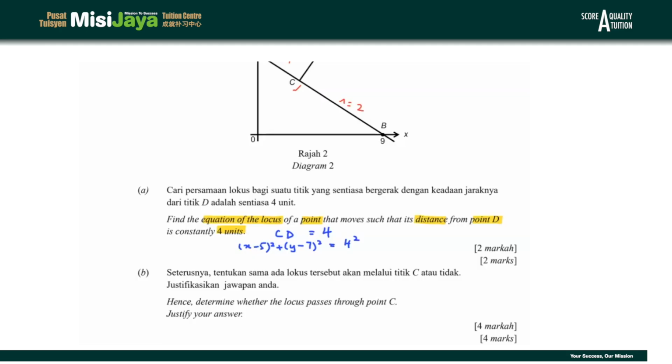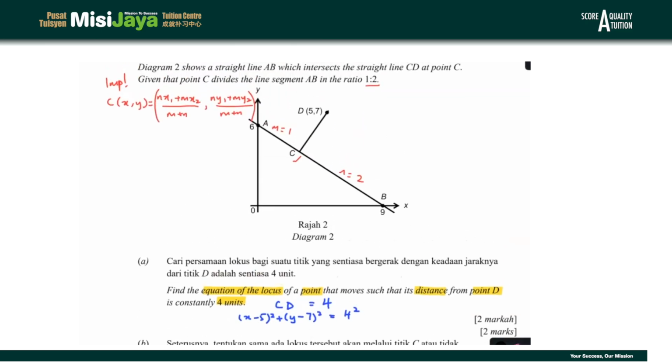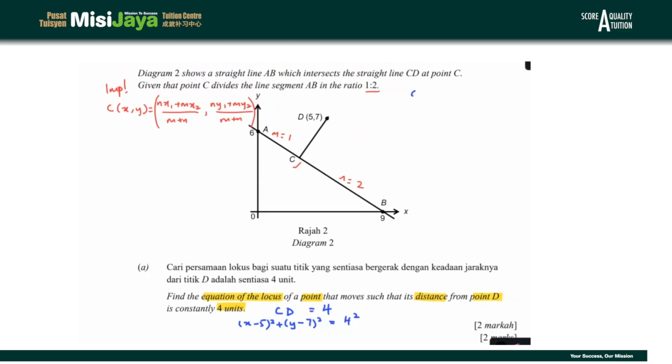And then you expand the bracket. So this is our plan. I'm going to do it on top here because there's more space. So CD equals 4. So here will be x minus 5 whole thing squared. The formula for distance, do you know the formula of distance?